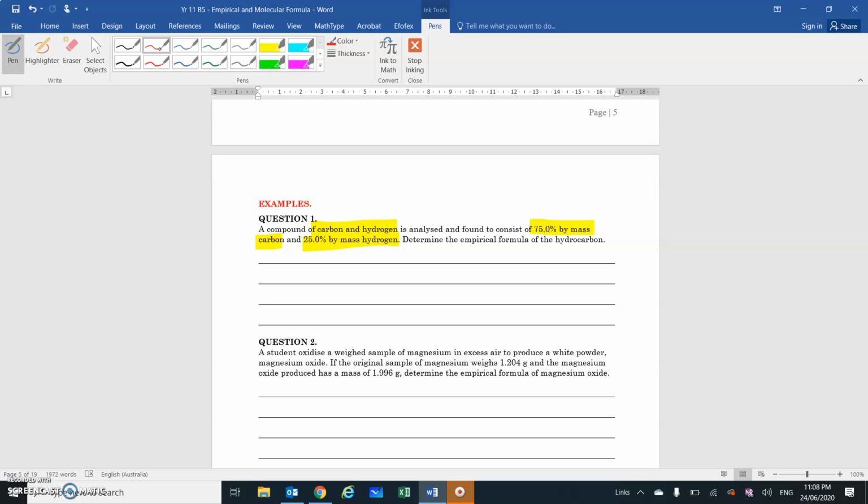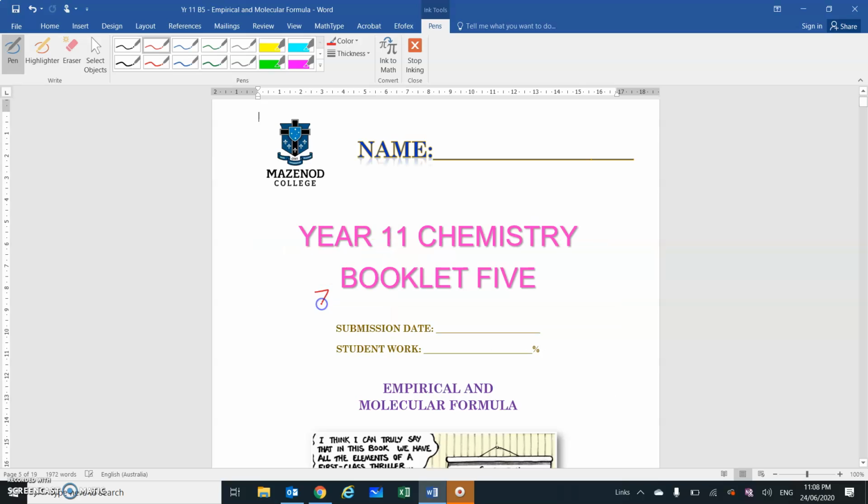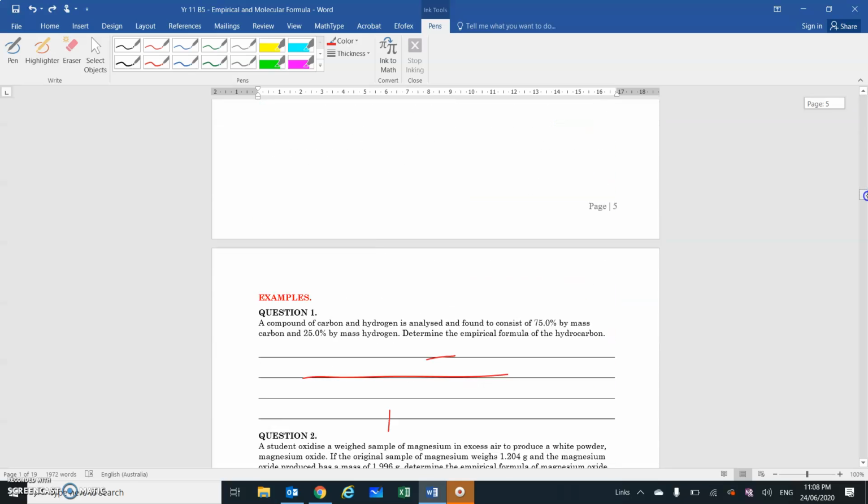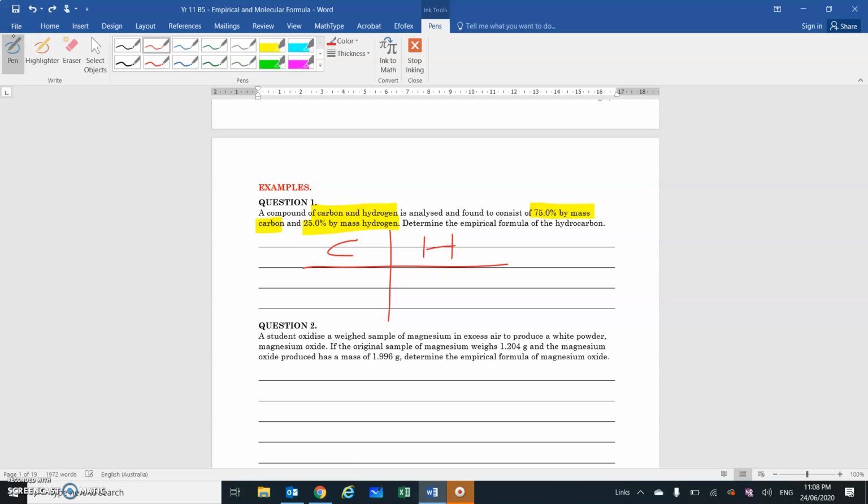Okay, so we have carbon and we have hydrogen, and we don't have anything else. I'm going to draw this up in a table. So carbon and hydrogen. How much do we have of each? Well, we have 75% of carbon, 25% of hydrogen.